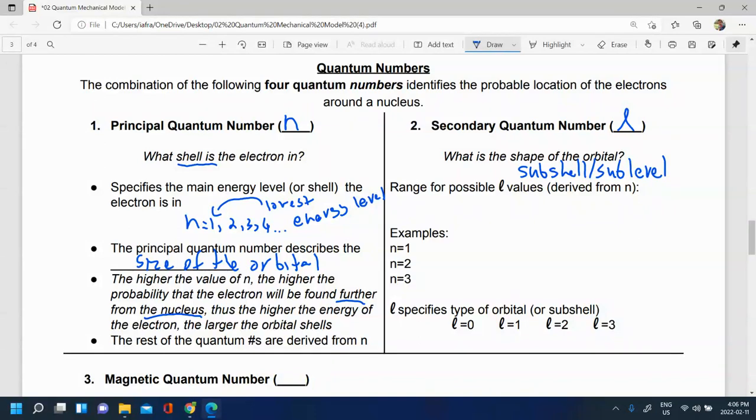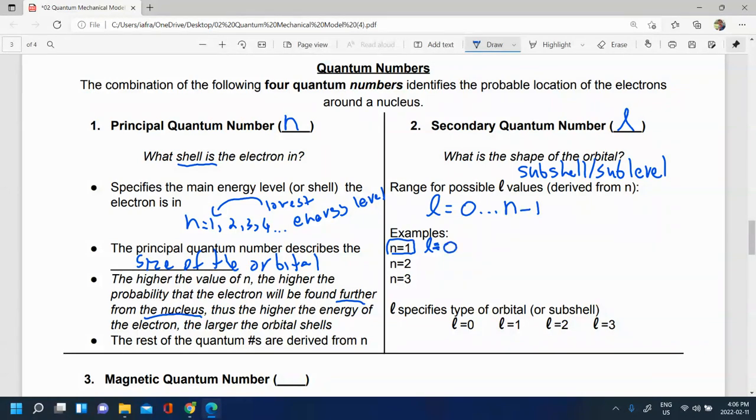Whenever you're trying to find the possible values of l, they are going to be equal to anything from 0 all the way up to n minus 1. So let's look at a case where we are in energy level 1, n is equal to 1. If I want to find the possible values of l there, I'm going to start listing all the values from 0 all the way up to n minus 1.